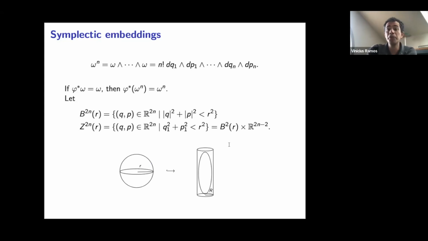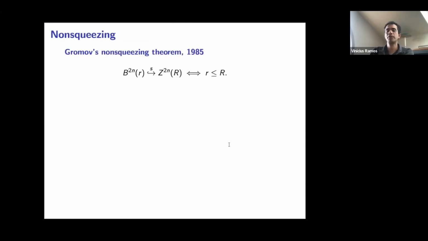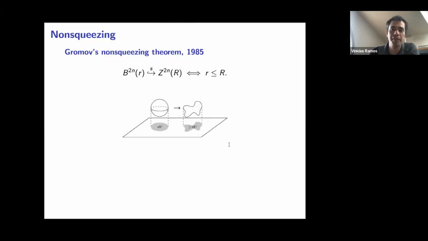And again, most of us here are probably familiar with Gromov's non-squeezing result, which is that you can only embed the ball into the cylinder symplectically if the radius of the ball is at most the radius of the cylinder. So you can also think about this in terms of symplectic shadows.